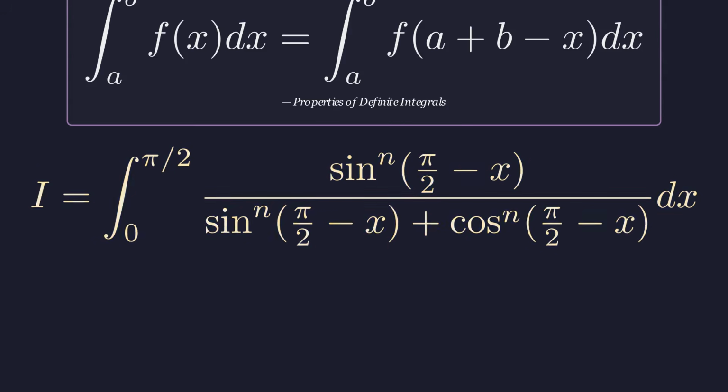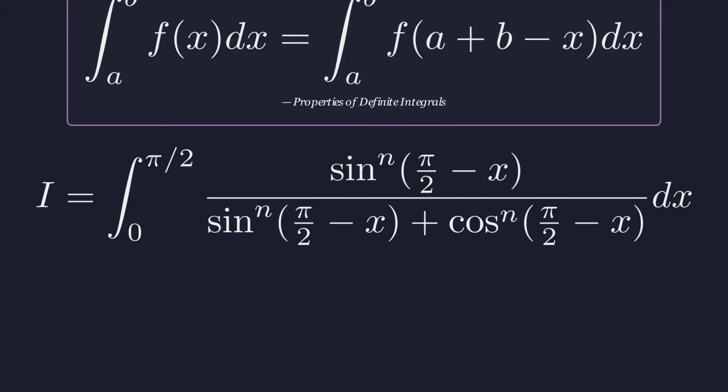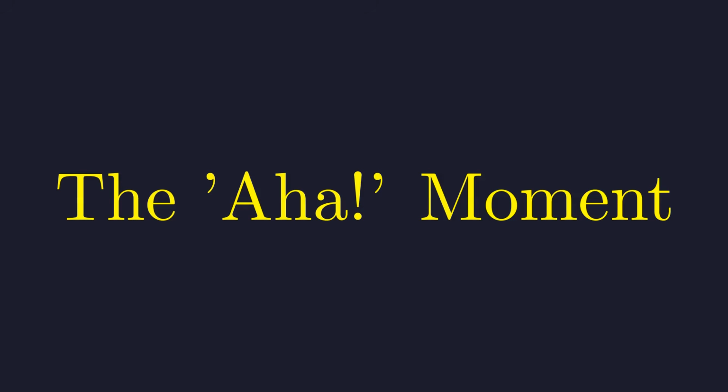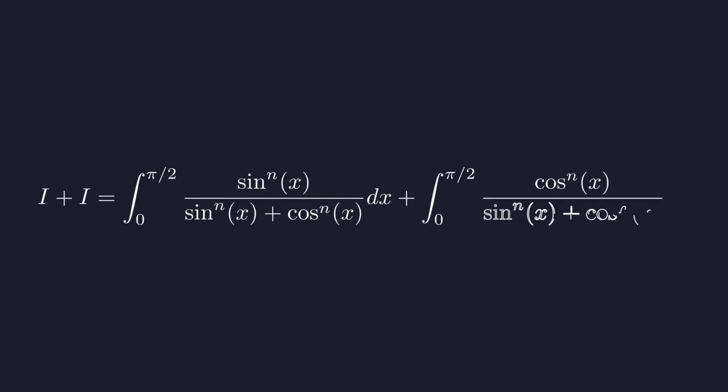Now, we use the fundamental cofunction identities. Sine of pi over 2 minus x becomes cosine of x, and cosine of pi over 2 minus x becomes sine of x. This transformation gives us a second, completely different-looking, but equally valid expression for I. Now for the magic. We have two equations for I. Let's add them together.